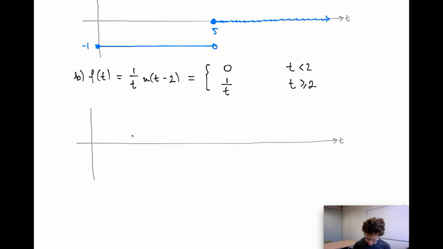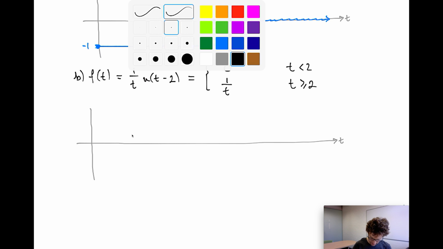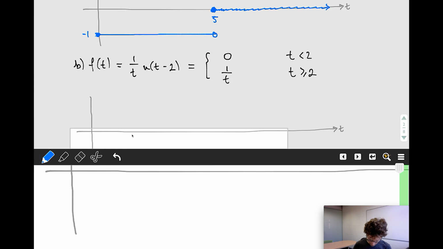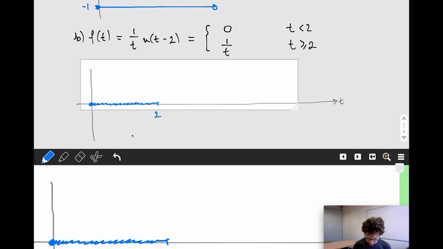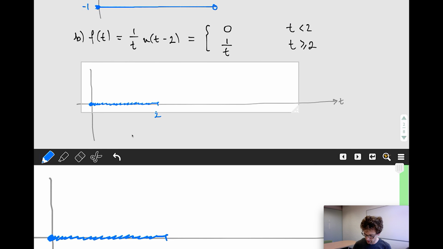And we're going to see that things are going to change at t is equal to 2. So let's put that right about there. And it's going to be equal to 0 until that point. And then it's going to decrease like 1 over t. So I'm going to draw that something like that. So this is the function 1 over t.